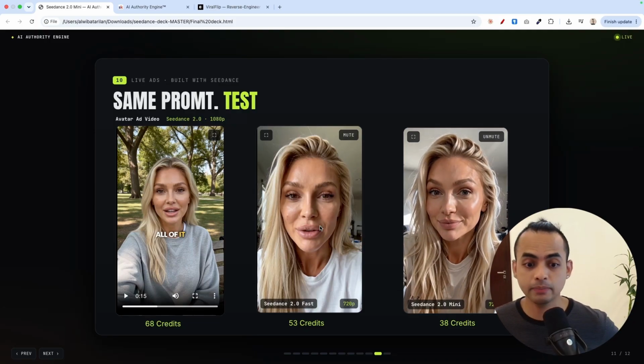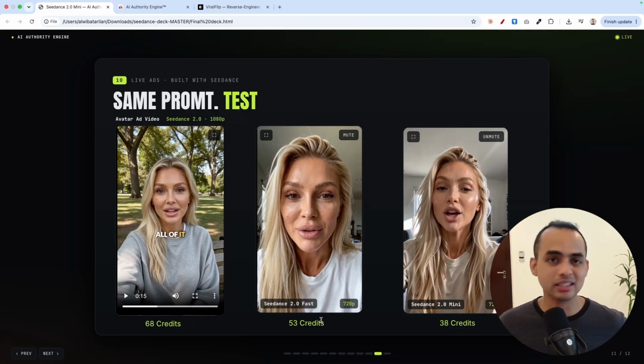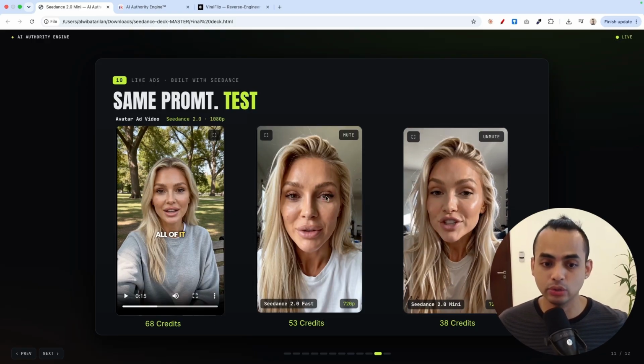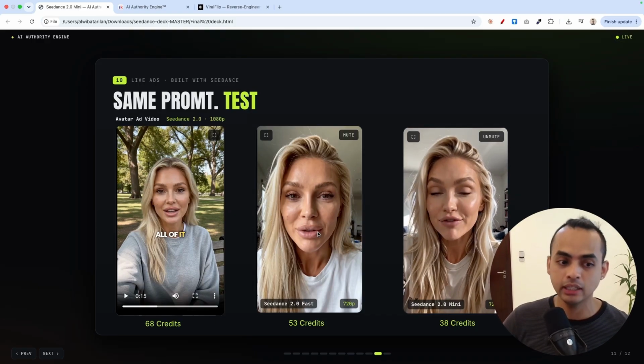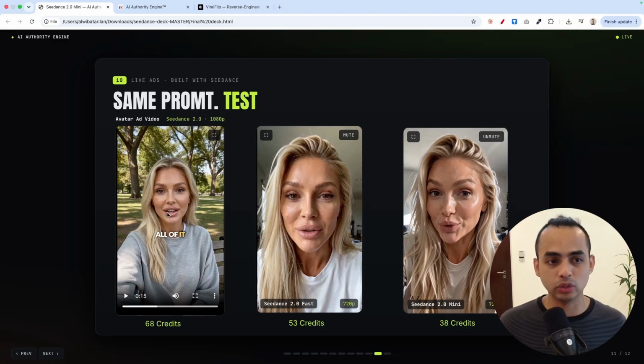Okay, so we already know that Seedance 2.0 fast is not bad at all, honestly, from a realism standpoint. But the difference in cost, 68 versus 53, doesn't make sense to me, guys. Unless you're really on a budget, it might make sense for you to use Seedance 2.0 fast if you're bulk generating. But for me, because the credit difference is not too significant, I'll just go with 2.0 right away.